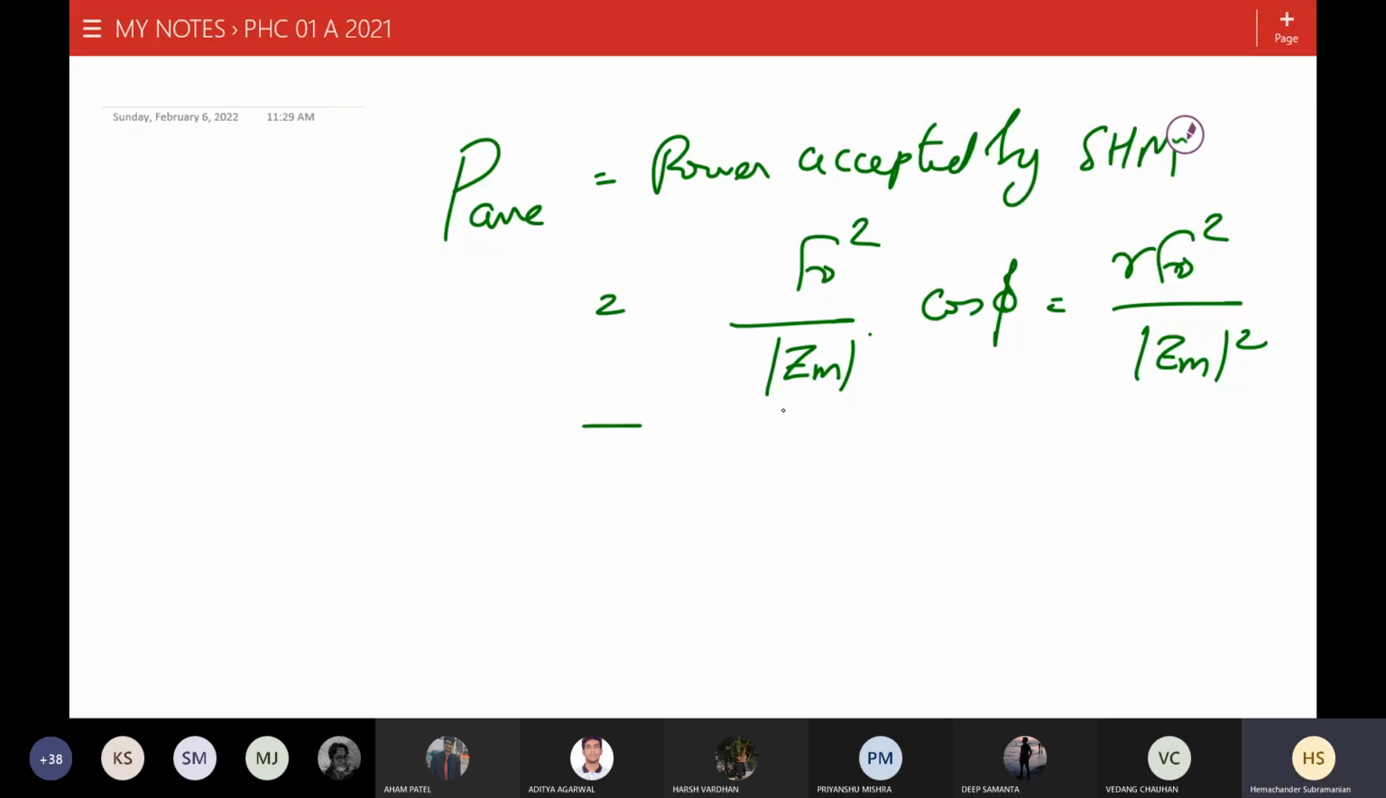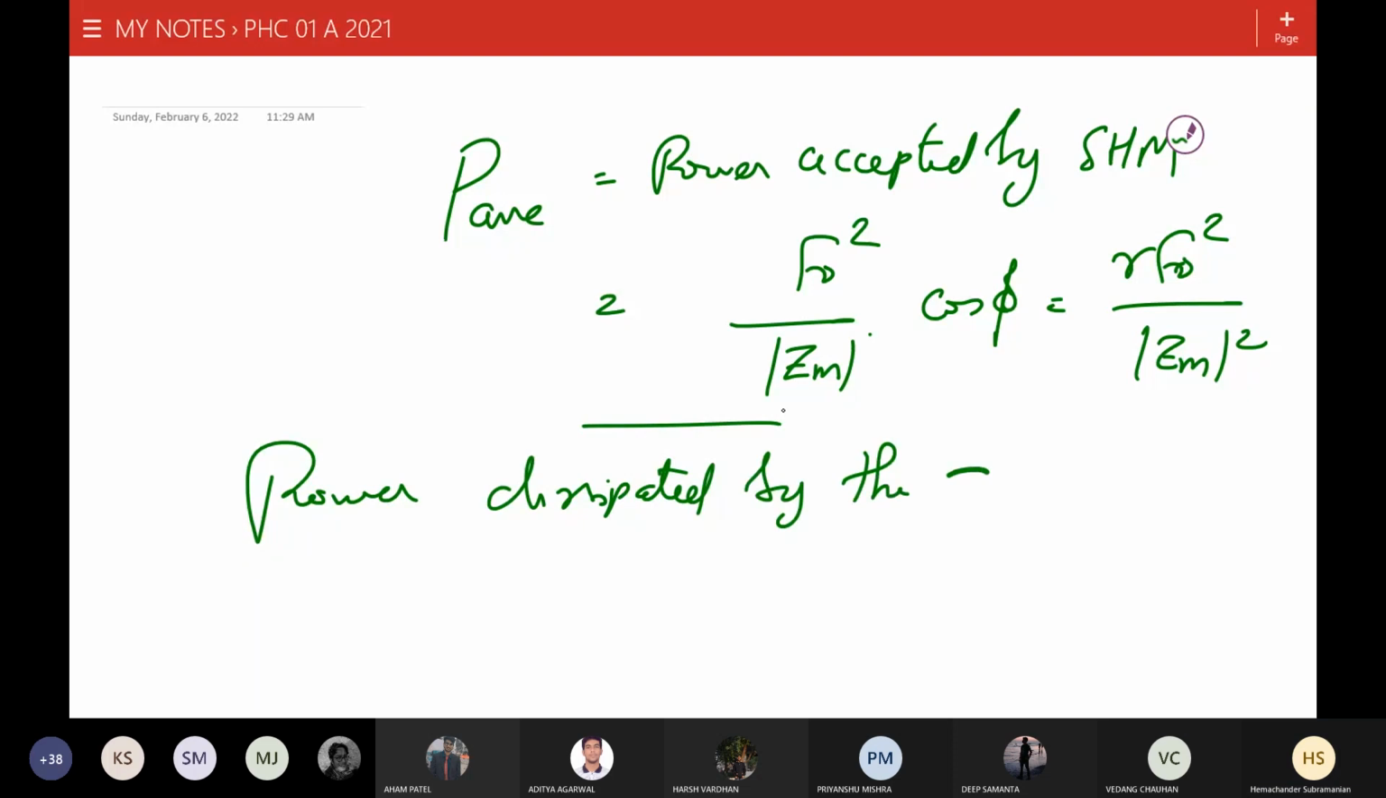The next is power dissipated by the system. What is the power dissipated by the system? That would be the force due to dissipation, which is R x dot, right? This is the dissipative force. Am I right? R times V. That is what we wrote down in your damped simple harmonic oscillator term. Remember?